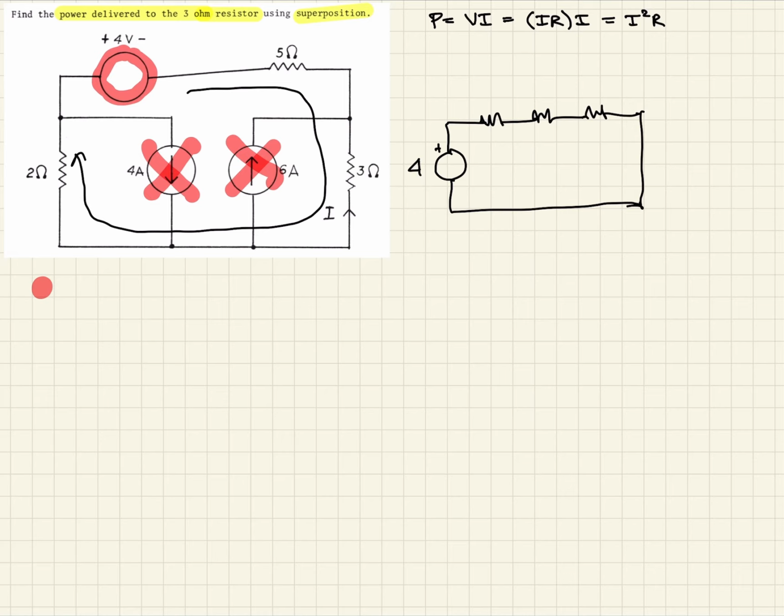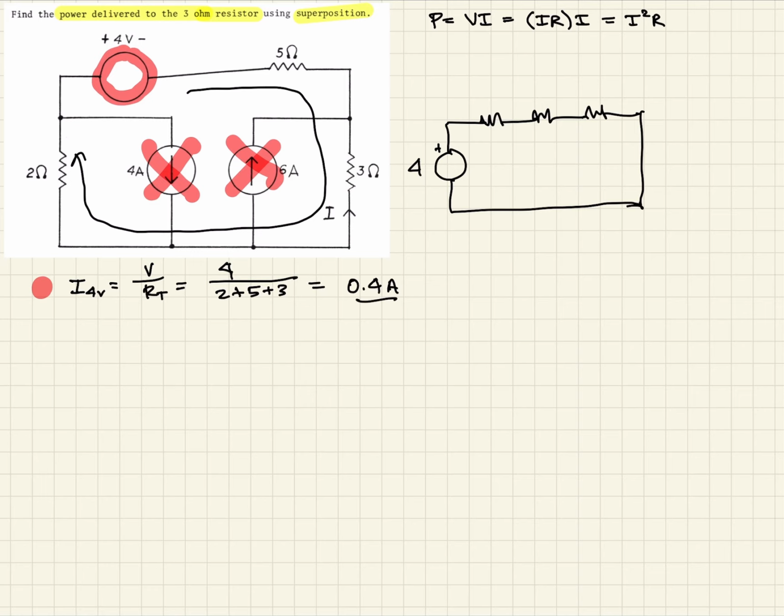That being the case, we can just use Ohm's law to determine the current from the 4-volt source. That's going to be equal to the voltage over the total resistance, so that'll be 4 divided by 2 plus 5 plus 3. Calculating that out, we get 0.4 amps. So that's the contribution from the voltage source.